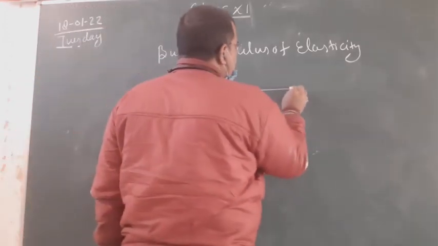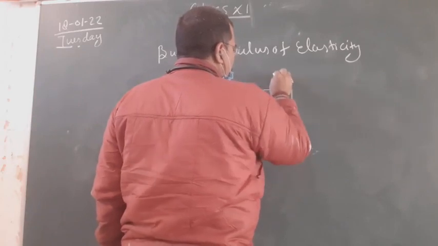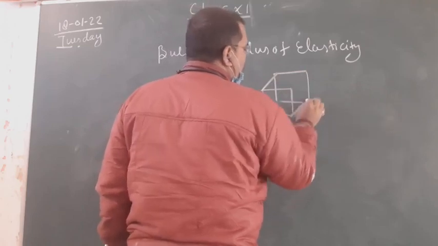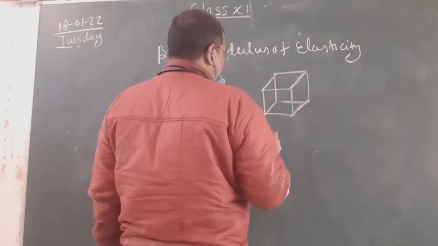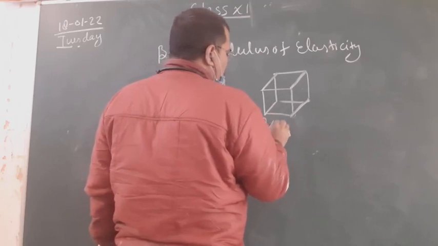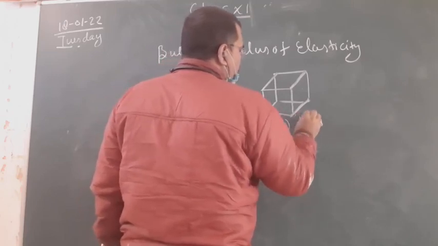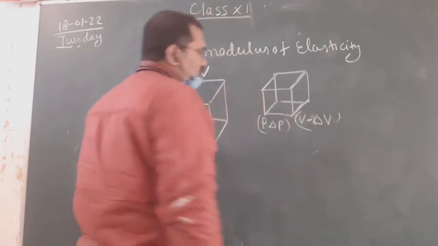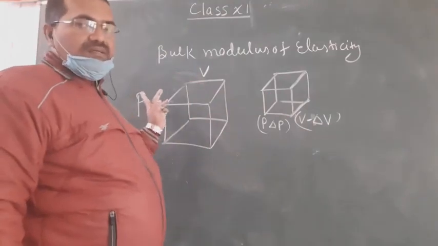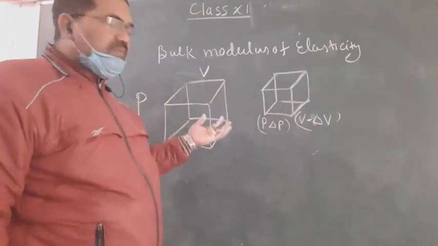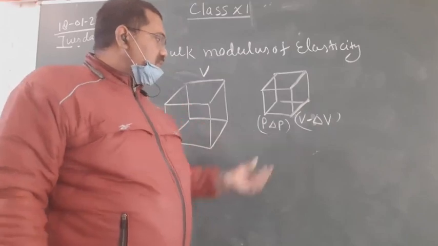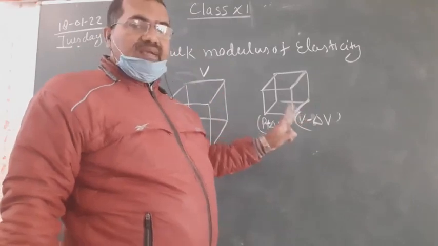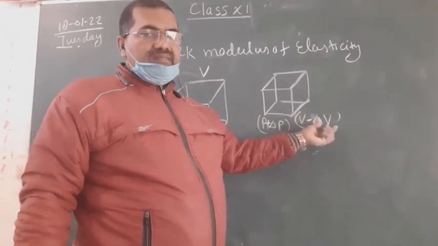When pressure increases, by Boyle's law, you already know that volume decreases, and vice versa. Suppose after increasing pressure to P plus delta P, volume becomes V minus delta V. Initial pressure P, initial volume V, and we increase the pressure by delta P, then the final pressure will be P plus delta P, and the volume will be decreased by delta V, so the final volume will be V minus delta V.